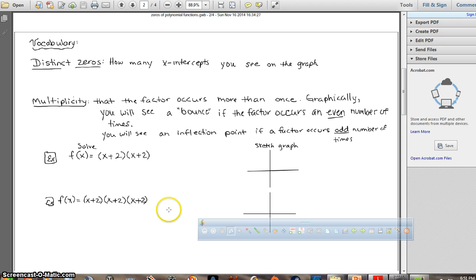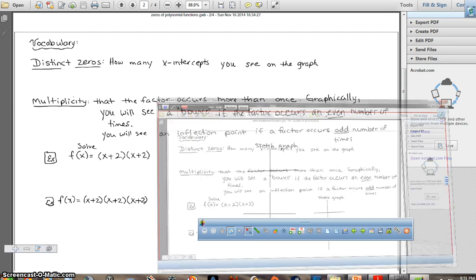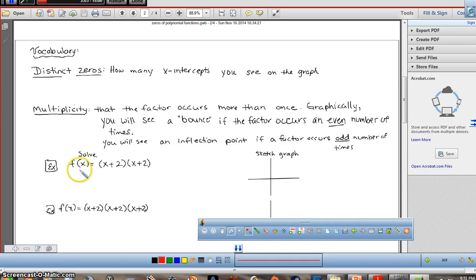Alright, distinct zeros means how many x-intercepts you see on a graph. Multiplicity means that the factor occurs more than once. Graphically, you're going to see a bounce if you have an even number, and an inflection point if you have an odd number of multiplicity. So let's look at this first one. You're going to let y be 0 or f of x be 0, set each factor to 0, and solve.